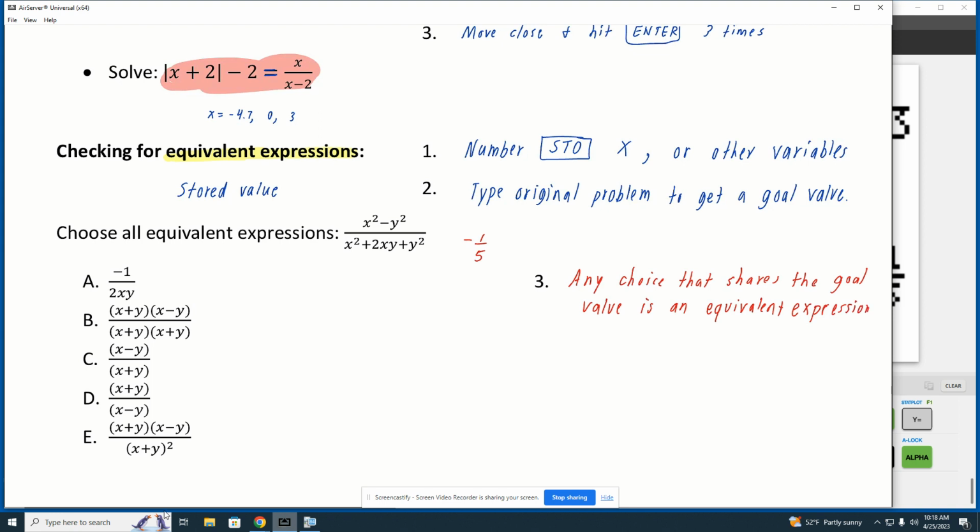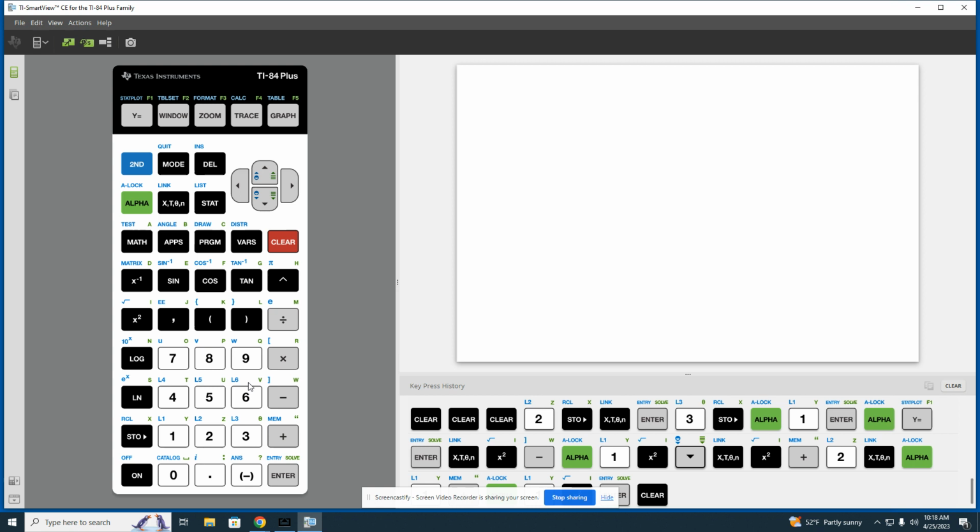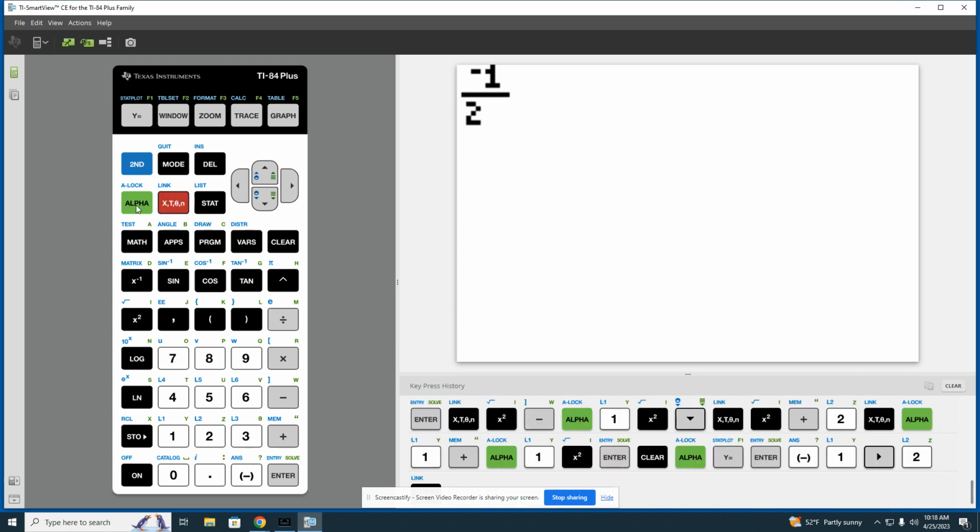So here we go, and I'm going to go fast, okay? But what am I looking for it to equal? All right, so let's see. Let's go with A. It's a fraction. We got -1 over 2xy. Does that equal -1/5? So mark out A. Let's go to B.